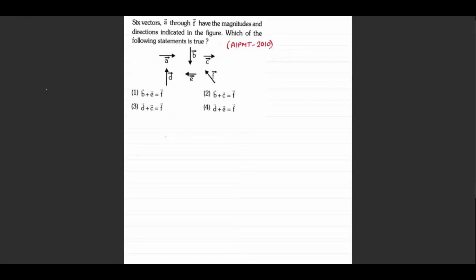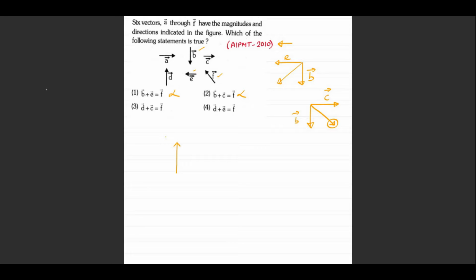This question that we are looking at is from AIPMT 2010. It says B vector plus E vector. So if I draw B vector and if I draw E vector, the resultant should be something like this, but this is not the direction of F vector. So this is incorrect. B vector plus C vector. The resultant should be like this. This is not similar to the direction of F vector, so this is also incorrect.